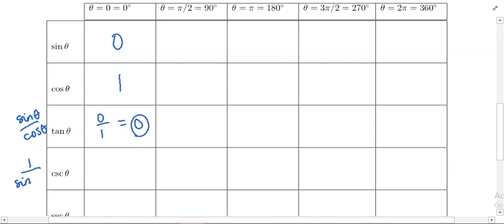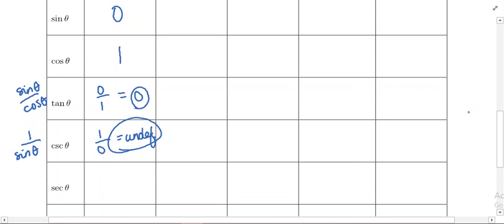Cosecant is 1 over sine. So go to sine and do 1 over the sine. 1 divided by 0 is a big no-no. Your paper will catch on fire, or your computer, since we're in online classes. Your computer will catch on fire here. So this is going to be undefined. The secant, we need to do 1 over the cosine. It's 1, so we're going to do 1 over 1. So the secant is 1.